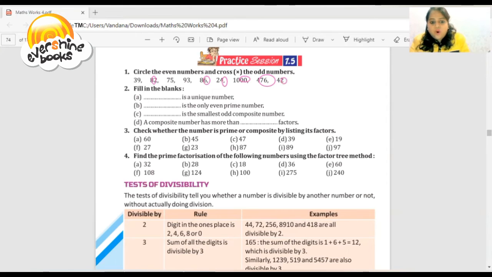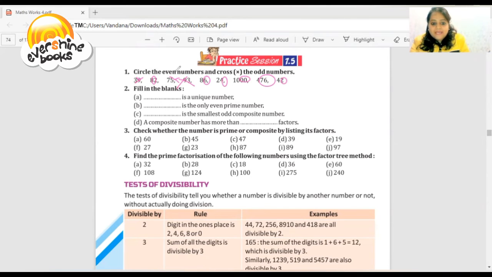Now cross the odd numbers. So you have to cross the odd numbers here. So just cross these numbers. Okay. This is your number 93. Cross 75, cross 39, cross. And these are your odd numbers.